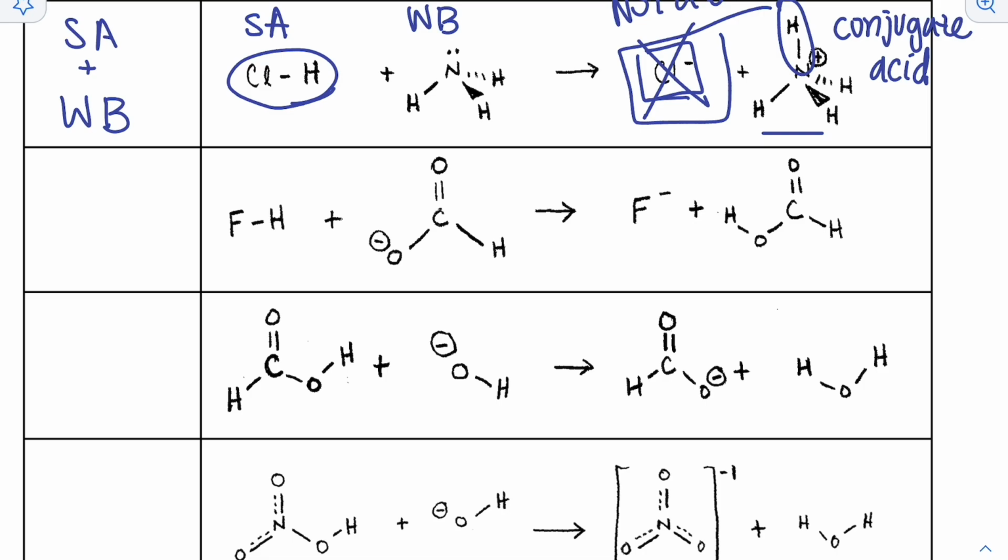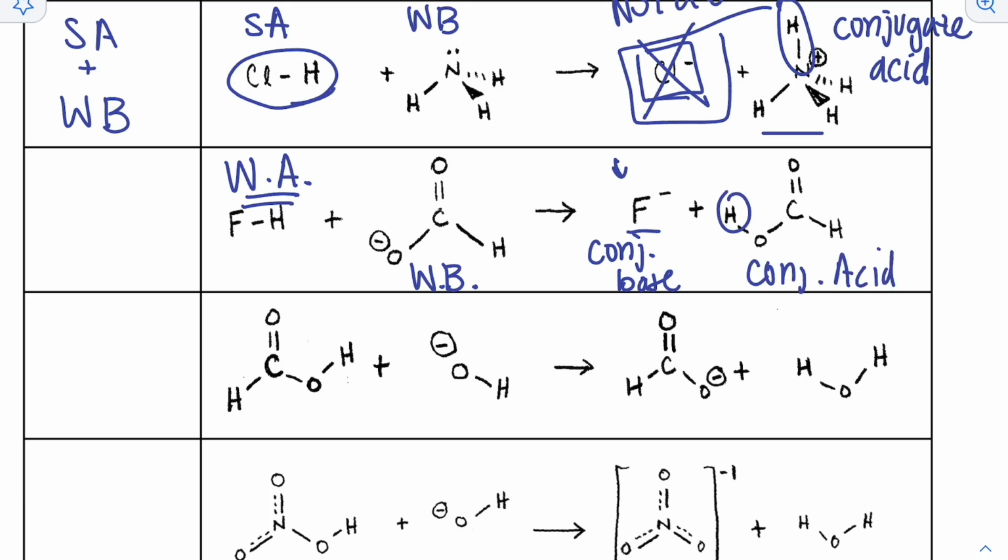Hydrofluoric acid, we know from our list, is not a strong acid, thus it is a weak acid. And this is formate ion, and we know that this is a weak base because it is not hydroxide. And on the resultant side, we have F-. This is the conjugate base. Because this is a weak acid and it can take its proton back, that makes this a base, and that makes this the conjugate acid. Here's the proton it can donate. So this is a weak acid, weak base reaction.